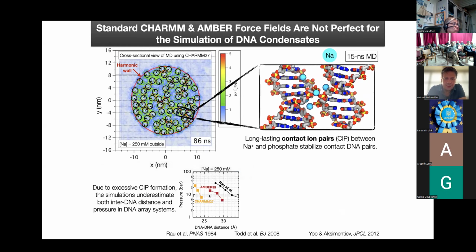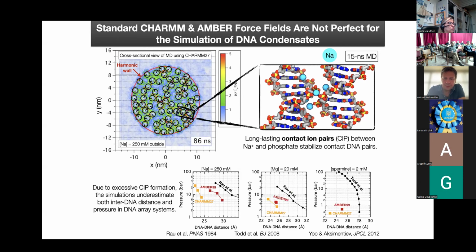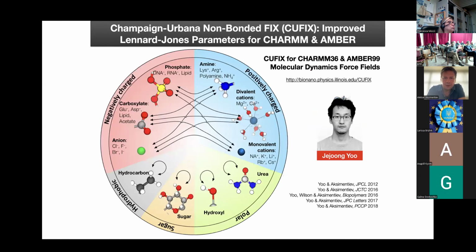This is experiment over here, and those are our simulations, CHARMM and AMBER. This is pressure versus DNA distance, and well, we are nowhere near. We are off by a factor of 10, really. So, disappointment, but it turns out that we understand what happens. The reason has to do with the force field. The force field was never calibrated to reproduce quantitatively the interactions with ions. And so Jijun was a postdoc back then in my lab. Now he's a professor in Korea.